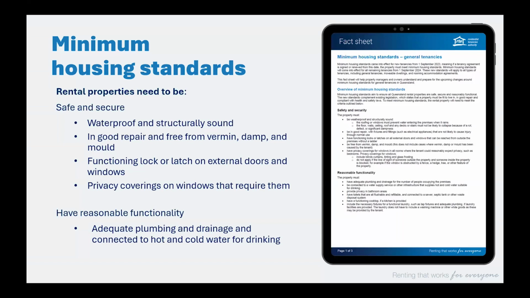The premises must be vermin, damp and mould-free at the start of a tenancy. If the tenant does anything during the tenancy to cause mould or vermin issues, then the property manager or owner may not be responsible to fix or maintain those issues.